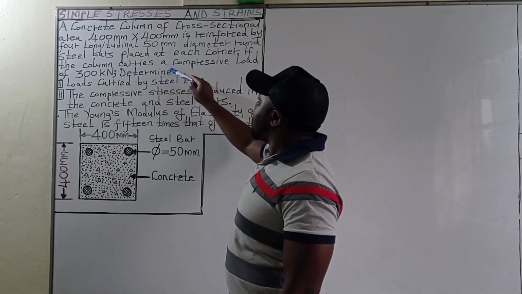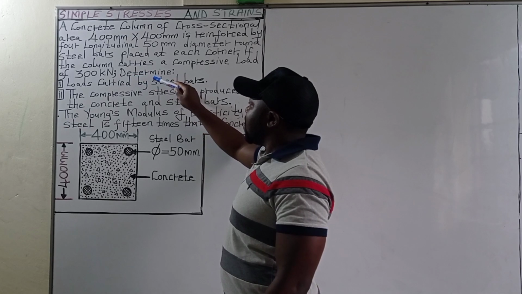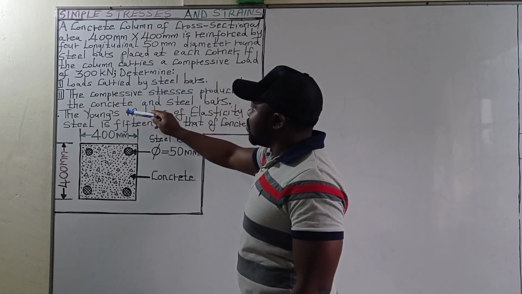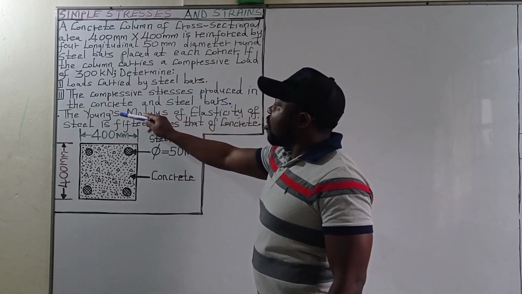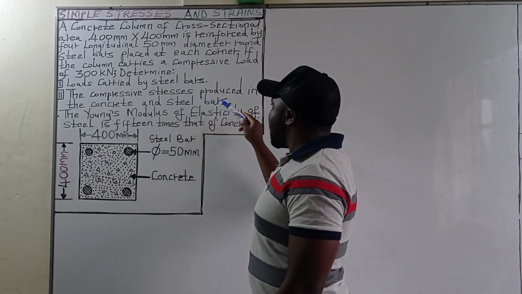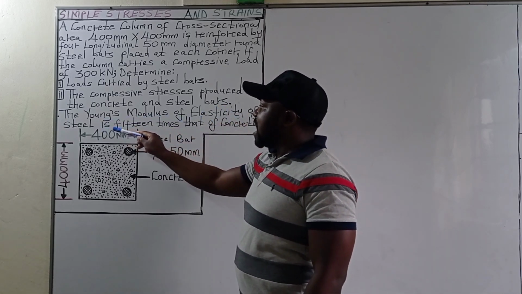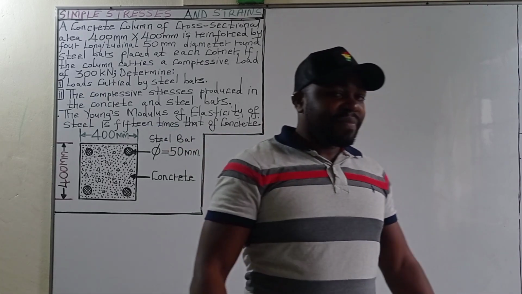If the column carries a compressive load of 300 kilonewtons, determine 1. The loads carried by steel bars. 2. The compressive stresses produced in the concrete and steel bars. The Young's modulus of elasticity of steel is 15 times that of concrete.